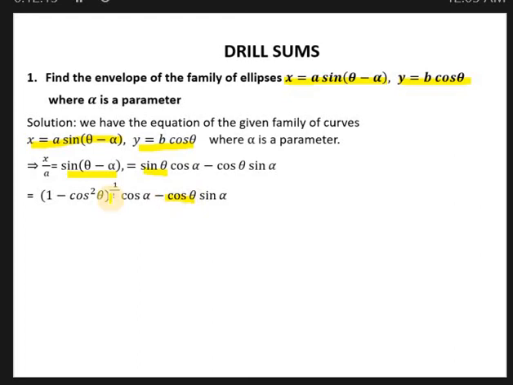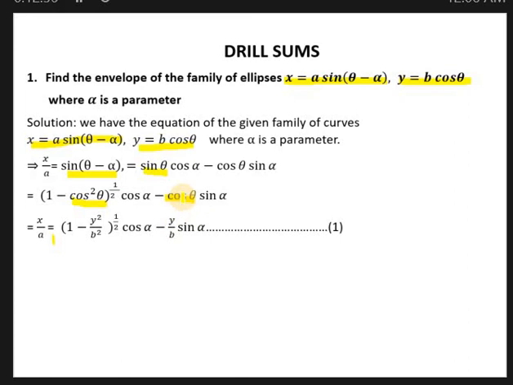See, in this equation we are substituting for cos theta from the second given equation, that is cos theta is equal to y by b. Hence this equation becomes x by a, that is the LHS, is equal to 1 minus y square by b square, that is the value of cos square theta, whole to the power of half cos alpha minus y by b sin alpha. This y by b is nothing but cos theta.